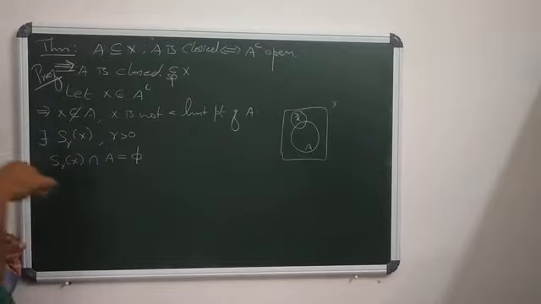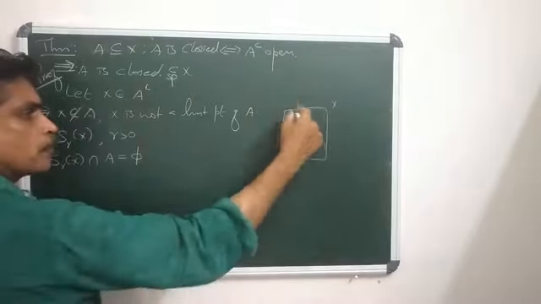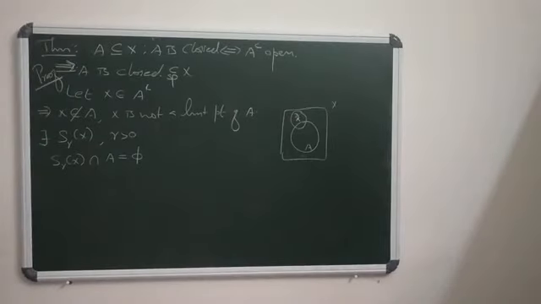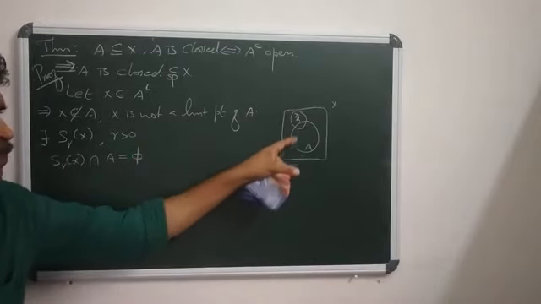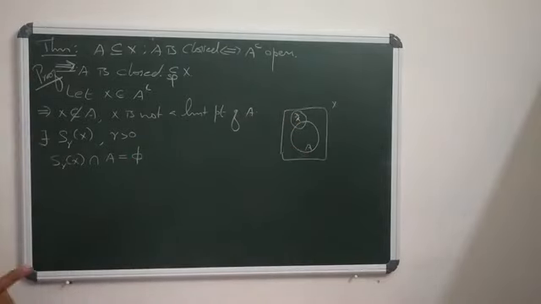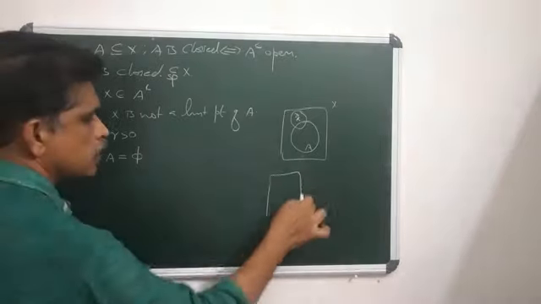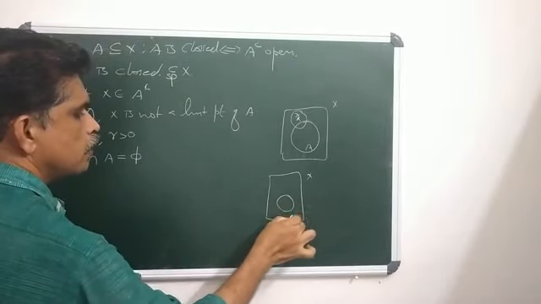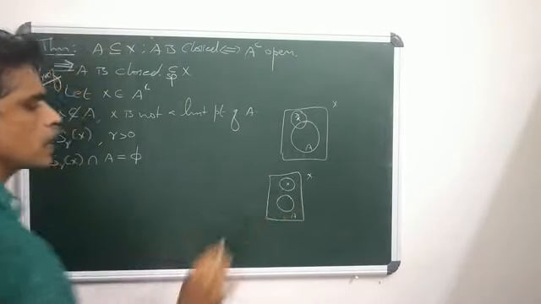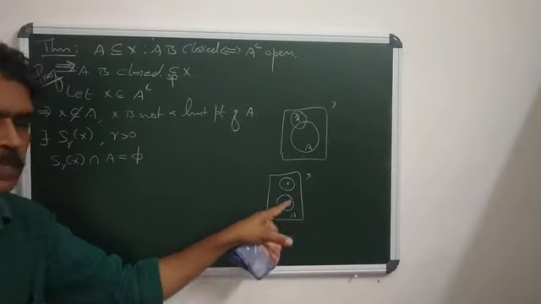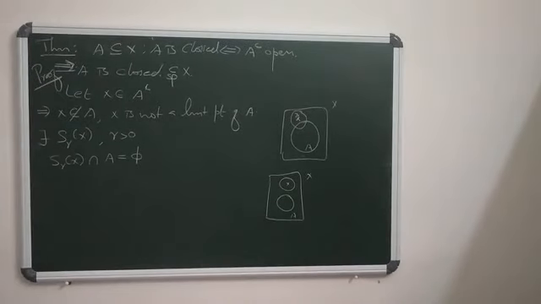X is a limit point only when an open sphere centered at X has at least one point of A other than X itself. So when X is not a limit point, the open sphere contains no point of A. That means that S_R(X), that open sphere, and the set A are mutually disjoint. Suppose this is X and this is A, then we can find another open sphere S_R(X) there. So S_R(X) and A are mutually disjoint, that means S_R(X) intersection A is empty.